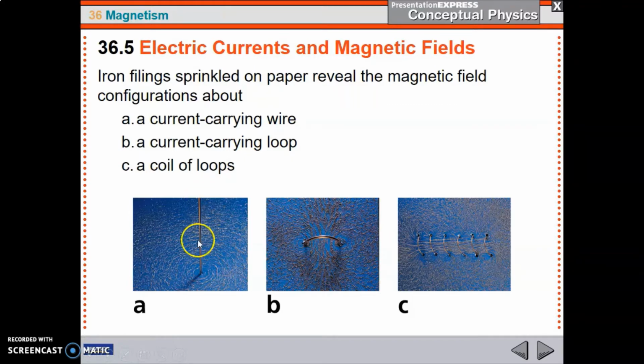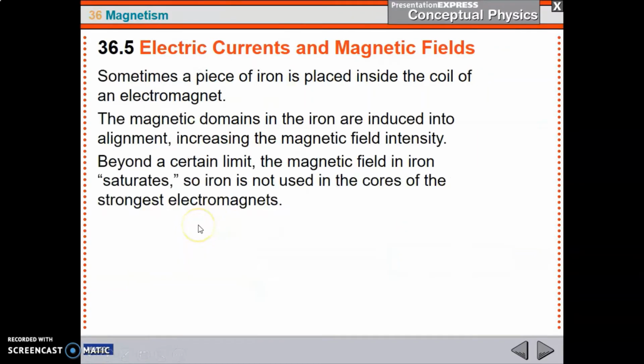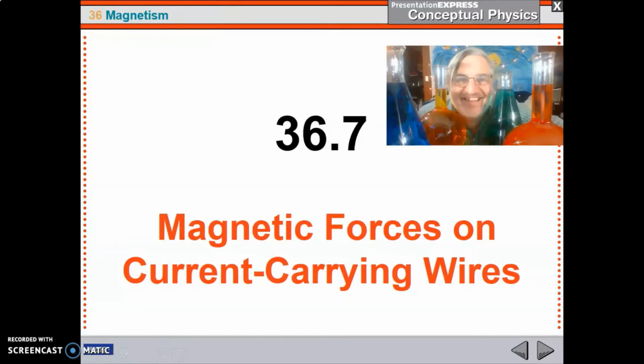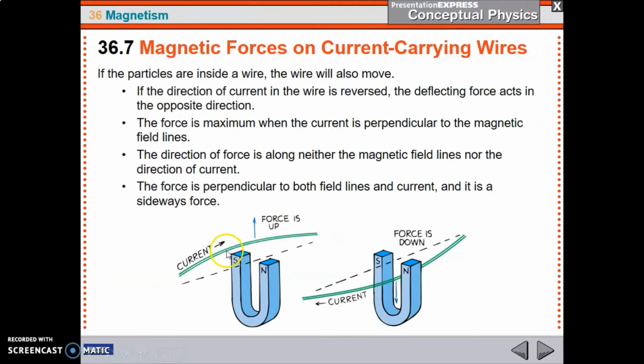The same thing with this wire. If this is a magnetic field, if you took a big magnet next to this wire, now that magnet is going to exert a force on this wire. That magnet is going to exert a force on the current carrying wire. Does that make sense? All right, here we go.